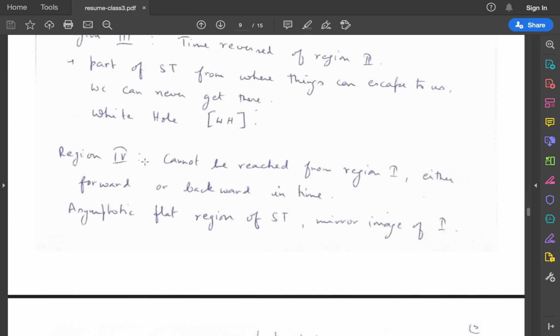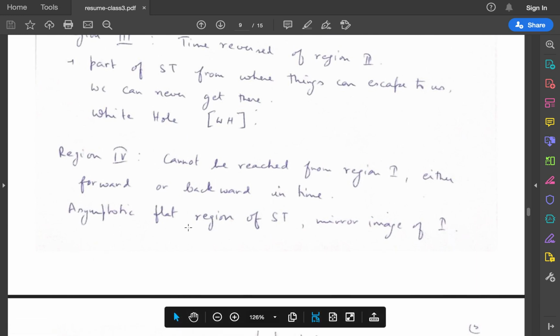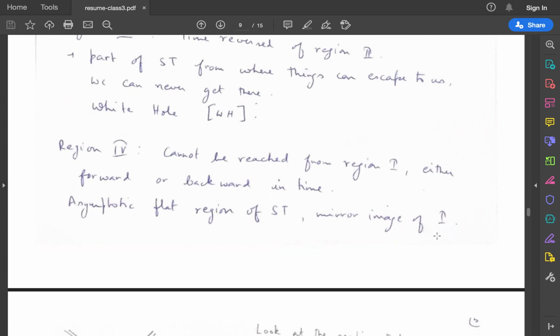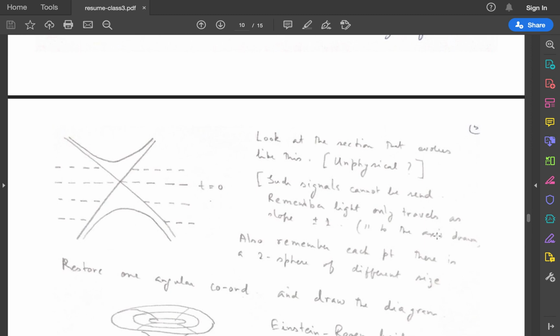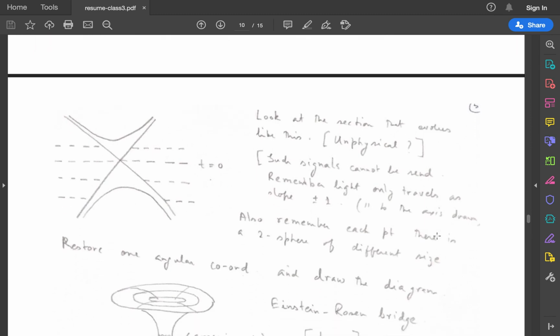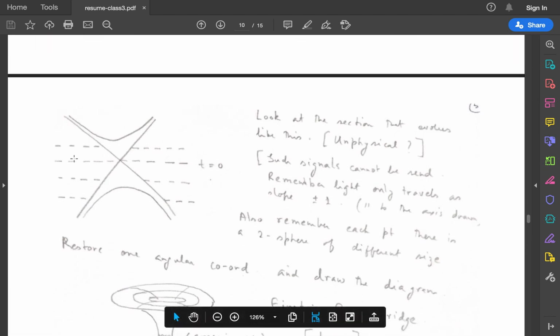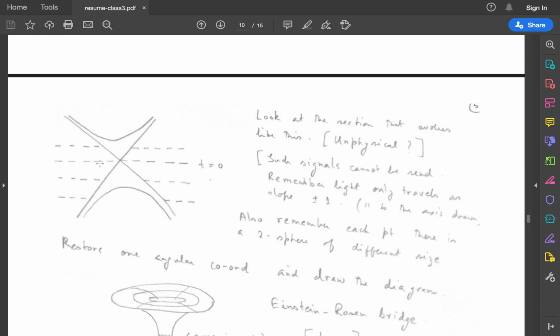However, this region 4 is an asymptotically flat region, which is a mirror image of region 1. So let us do some mind-waving things in region 4. Let us take cross sections like this. These are the cross sections. This is t equal to 0, this is some t equal to 1 or 2, this is something t equal to t1 prime.